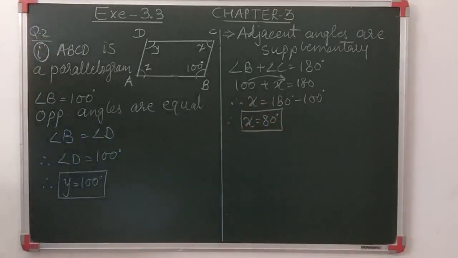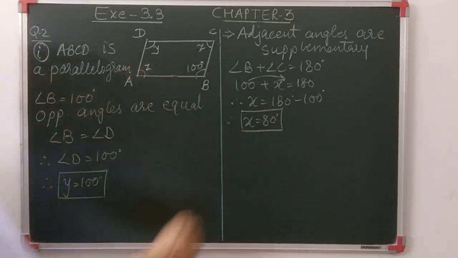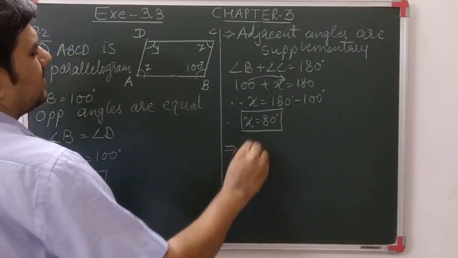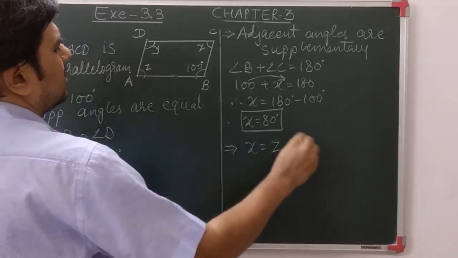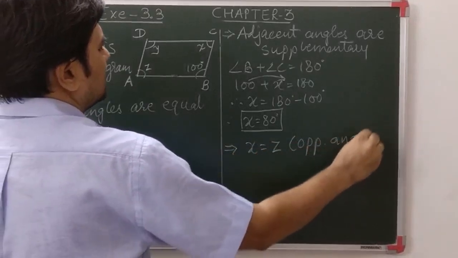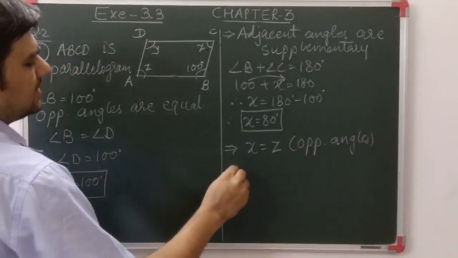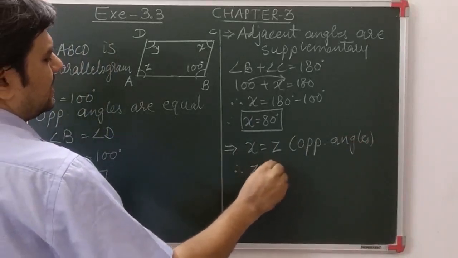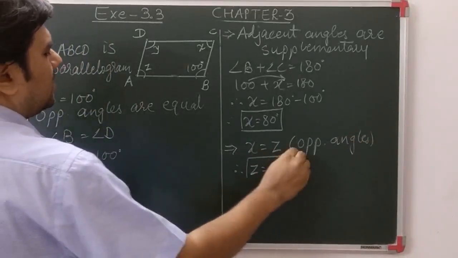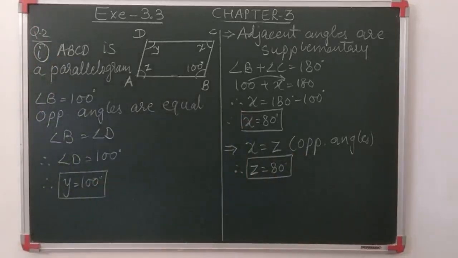Now one angle is left, that is Z. So you can see that Z is the opposite angle of X. So we can say X and Z are the same because they are opposite angles. So you can see, students, we have used all the properties of angles here. Therefore angle Z is also 80 degrees. So we obtain all the values of X, Y and Z which we have to find out.